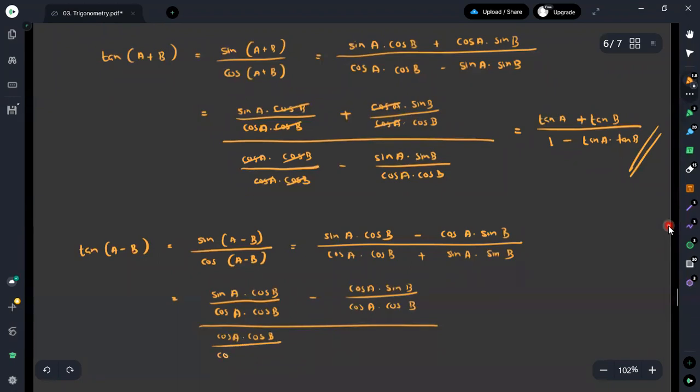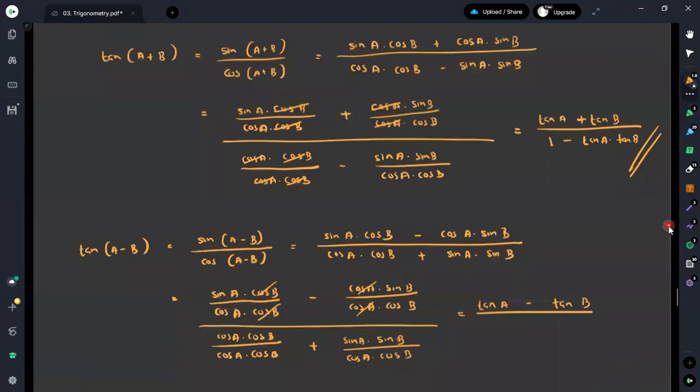This is what we had initially; this also needs to be divided by cosine A times cosine B. Then plus sine A times sine B, divided by cosine A into cosine B. If we do the calculation, cosine B cancels out, and sine A divided by cosine A is tangent A, minus, cosine A cancels, and sine B divided by cosine B is tangent B. This part is entirely divided by 1, since all the terms cancel out, plus sine A divided by cosine A and sine B divided by cosine B, which we can write as tan A times tan B. Therefore, this is the equation we obtain for tan A minus B.